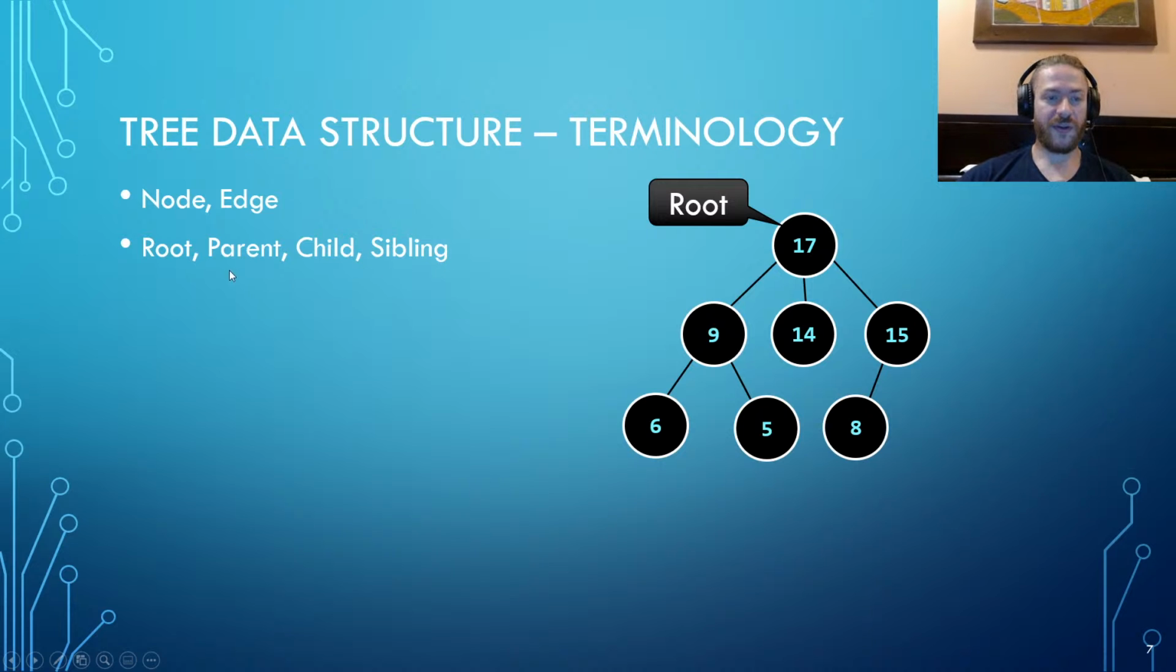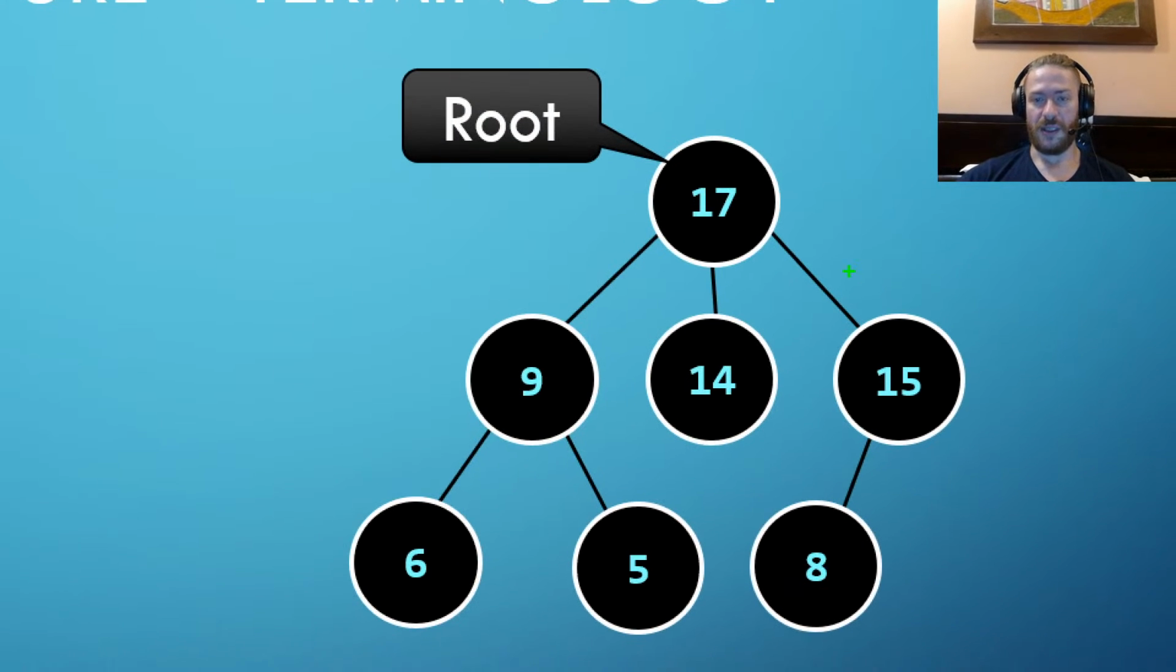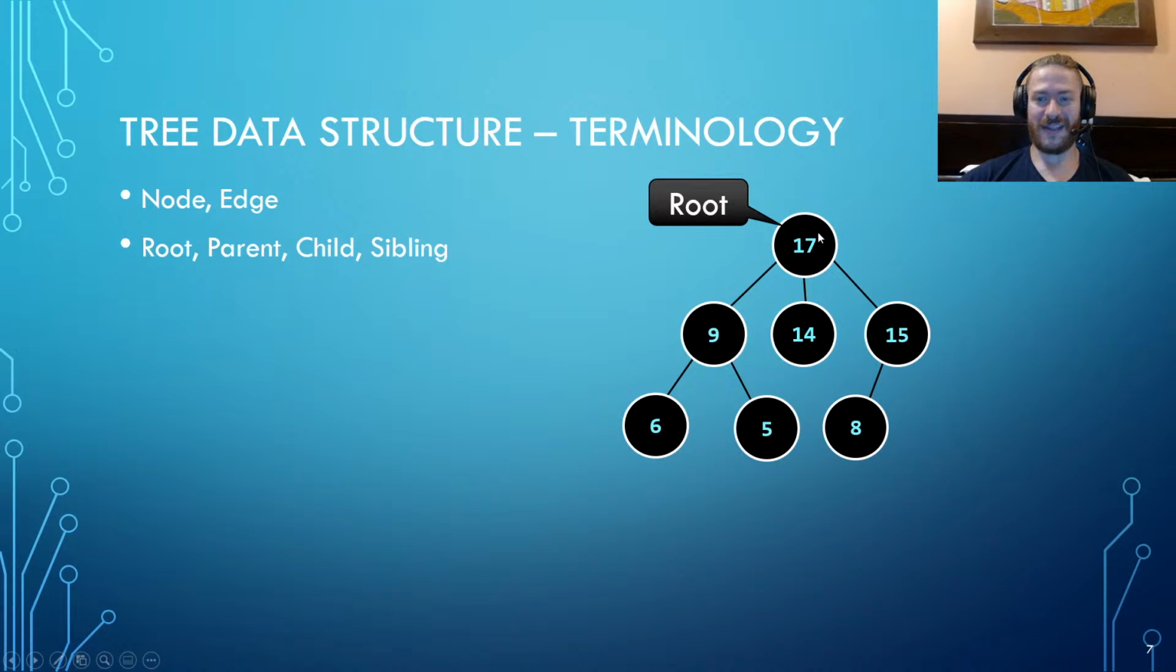We have a root, a parent, a child, and a sibling. This is again part of the definition. The root is the first node in the tree. It's usually at the top when we represent the tree in an image, and it doesn't have a parent. Every tree has a single root. It starts from a single root, and from there all the connections start to span downwards.